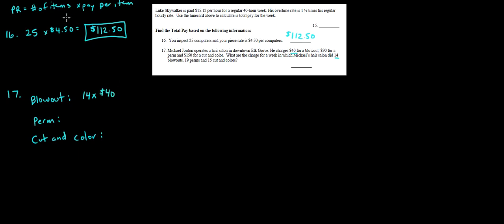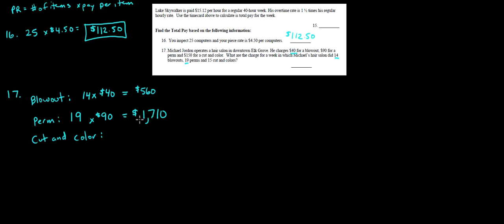Again, it's the same thing. It's the number of items, 14, times the pay per item, 40. When I multiply that out, I'm going to get $560. For the perm, it looks like we get $90 per perm. So that's the amount we get per item. And it looks like in this one there were 19 of those. So I'm going to go 19 perms times $90 each, and that gives me a grand total of $1,710.